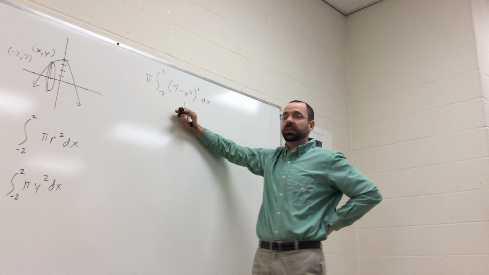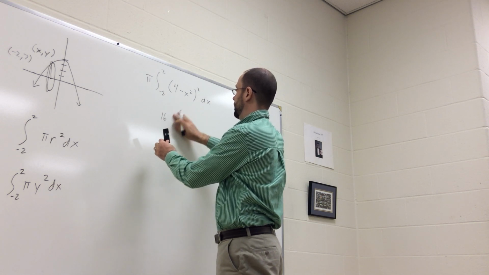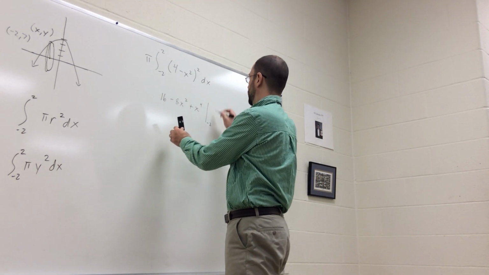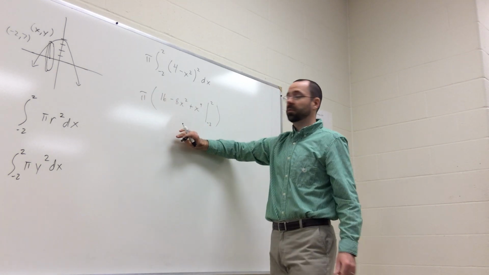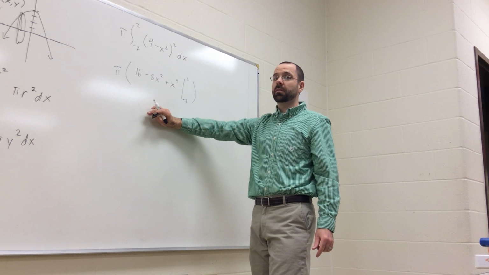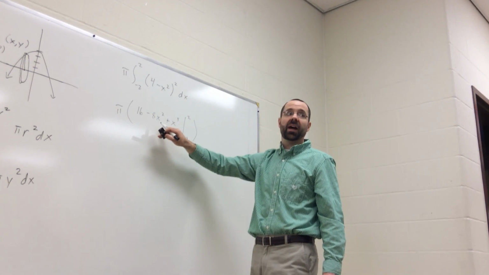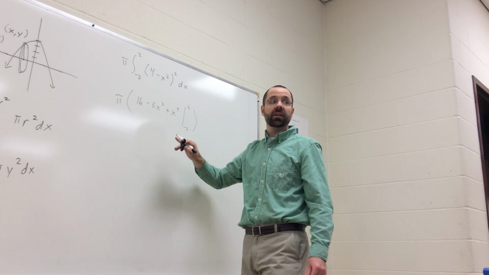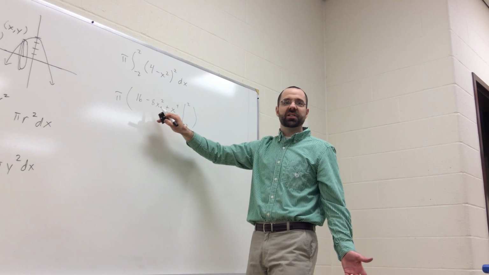Then I gotta FOIL that out. So it's 16 minus 8x squared plus x to the 4th from -2 to 2. So I just took 4 minus x squared, multiplied it by 4 minus x squared, and I got that. Oops, I did something wrong, right? What did I do wrong? I acted like I had already taken the antiderivative, even though I just FOILed it, right?